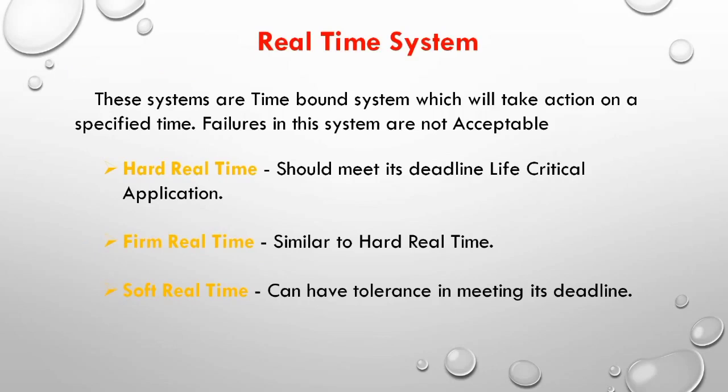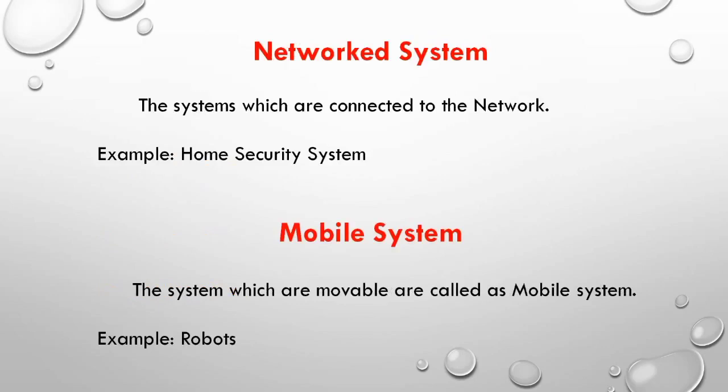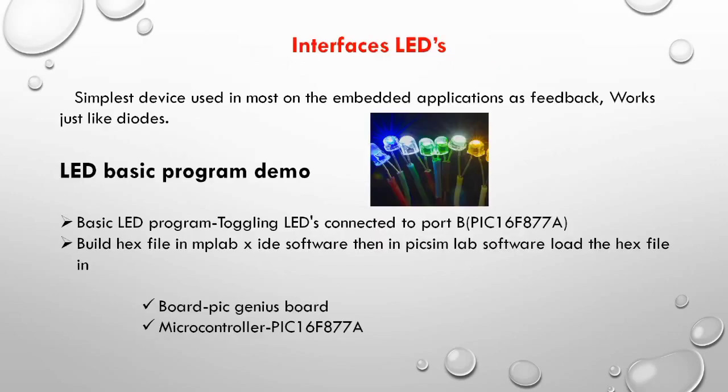Real-time system. These systems are time-bound systems which take an action at a specific time. Within the time, it takes the action, and failures in this system are not acceptable. In the previous system, failures are acceptable. Under real-time systems we have three types: hard real-time, firm real-time, and soft real-time. Hard real-time must meet its deadline, life critical application. Firm real-time is similar to hard real-time, and soft real-time can have some tolerance in meeting its deadline. Networked system. The systems which are connected to a network are called networked systems. An example is a home security system. Mobile system. Systems which are movable are called mobile systems, like automobiles. Examples are robots.